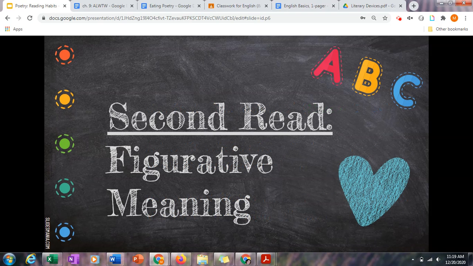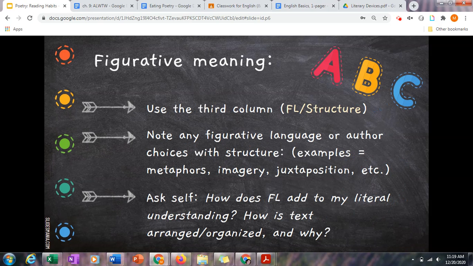Second read, figurative meaning. You'd use that third column, the one furthest on the right, which says FL, figurative language, and structure. Here you would note any figurative language or author choices with structure. Some examples are metaphors, imagery, juxtaposition. As you identify that figurative language, you'd ask yourself, what does that add to my literal understanding? How is the text arranged or organized, and why did the author structure it like that?